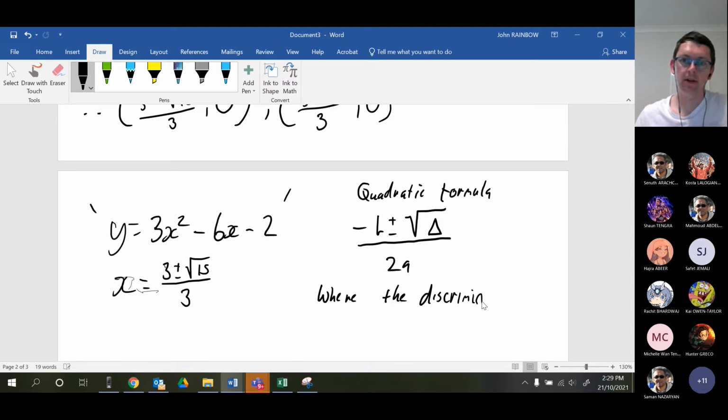Discriminant equals b squared minus 4ac. That's what the discriminant is. So that is the discriminant. It lives under the square root of the quadratic formula.